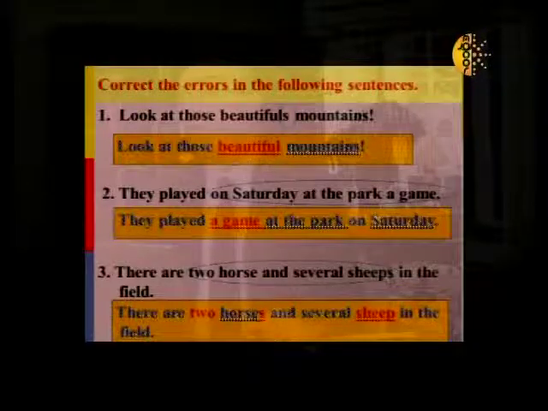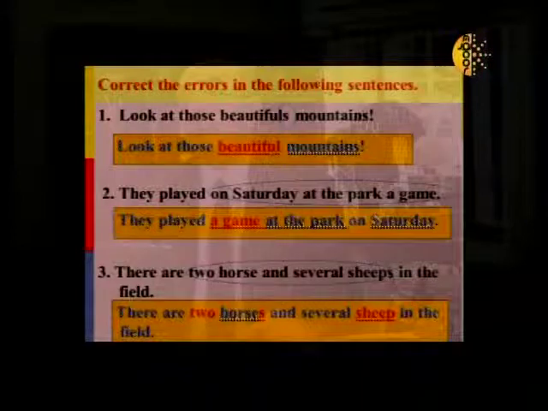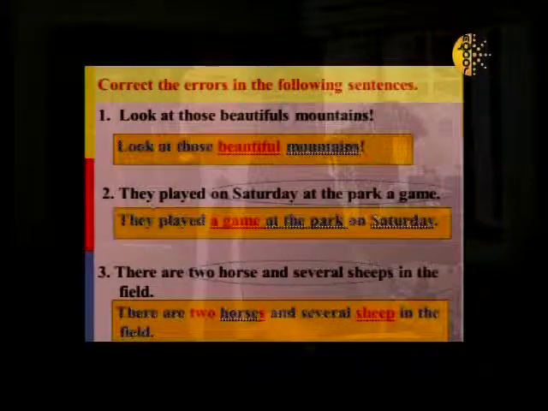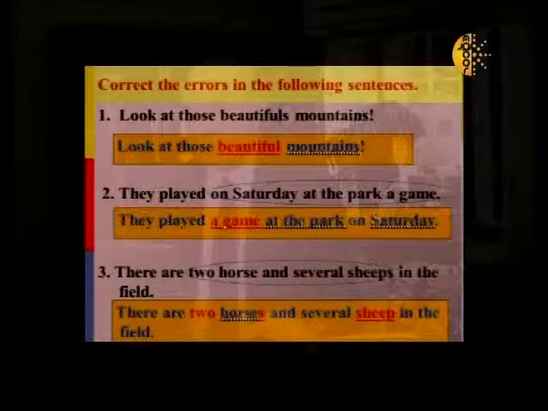Look at those beautiful mountains. Remember, you cannot use S with adjectives. Beautiful is an adjective. You cannot use S. And if you do, it's not correct. Sentence number 2. They played a game at the park on Saturday.